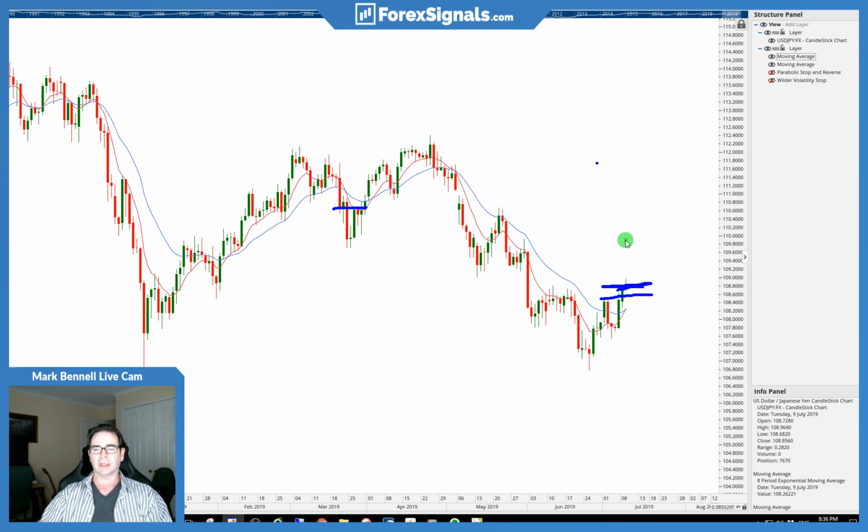G'day Morphees. So what we're trying to do, or what we are doing, is basically creating a mechanical trailing system so that it removes emotion from the equation, or tries to remove emotion from the equation.